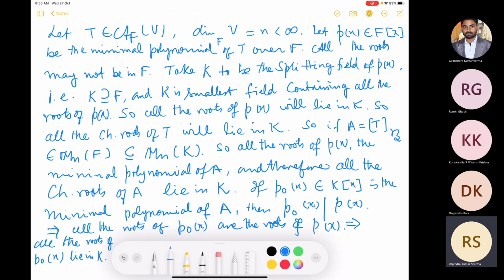Okay. So henceforth F will be replaced by the splitting field of the minimal polynomial, where all the roots will lie. Characteristic roots become the roots of the minimal polynomial, if all of them lie in F, so F is now replaced by K, the splitting field of the minimal polynomial Px. This is all to accommodate the situation when the characteristic roots are not in F.